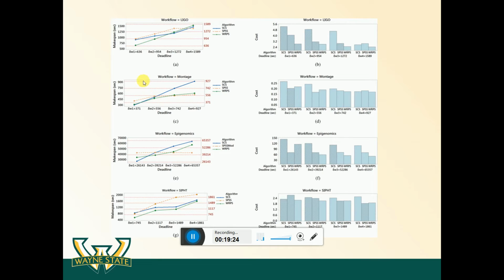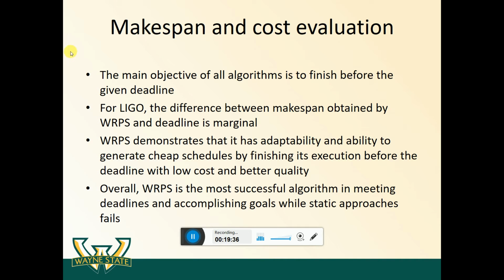As you can see here, we are showing the makespan and the deadline of the 4 workflows which were discussed in the last slide. The main objective of all these algorithms is to finish before the given deadline. Of the 4 major workflows, for LIGO the difference between the makespan obtained by WRPS and the deadline is marginal. WRPS demonstrates adaptability and the ability to generate cheap schedules by finishing its execution before the deadline with low cost and better quality. Overall, WRPS is the most successful algorithm in meeting deadlines and accomplishing goals where static approaches fail.